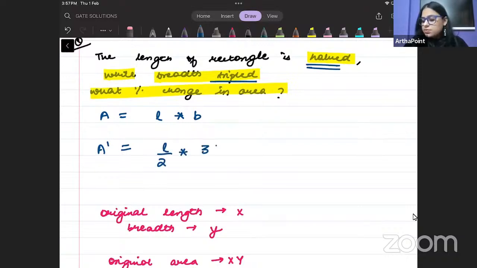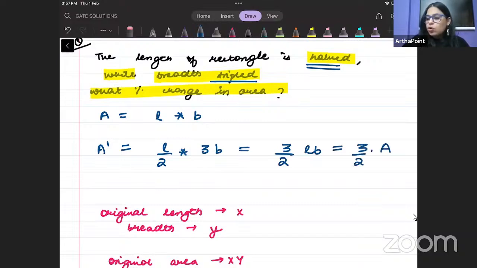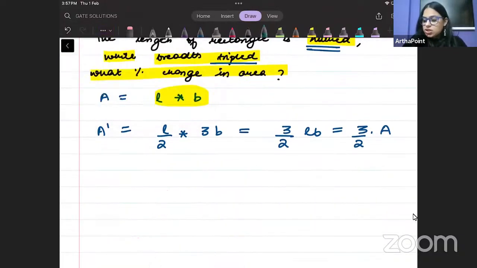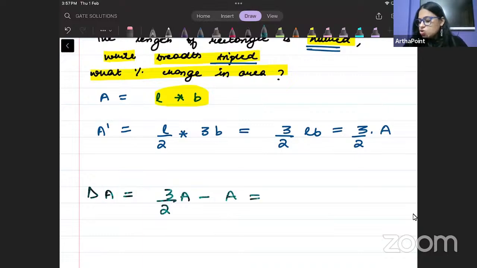Breadth is tripled, so it will be 3/2 into LB. This will be 3/2 times the old area, because the old area was LB. So what is the change in the area now? Can you tell me? The change in area will be new area minus old area, so this is going to be 1.5A minus A, which is 0.5A.